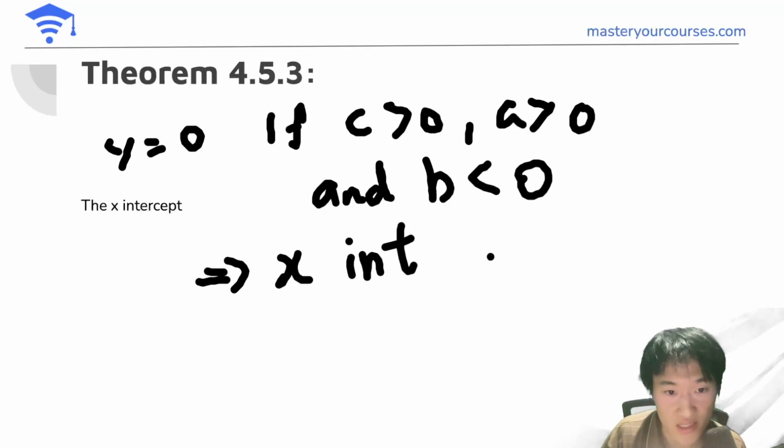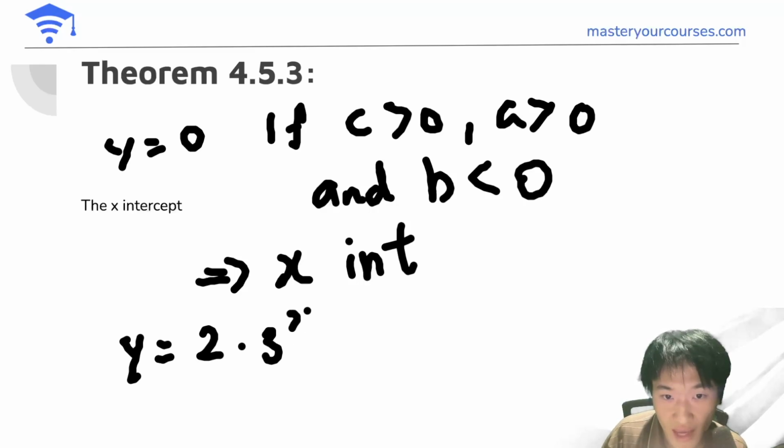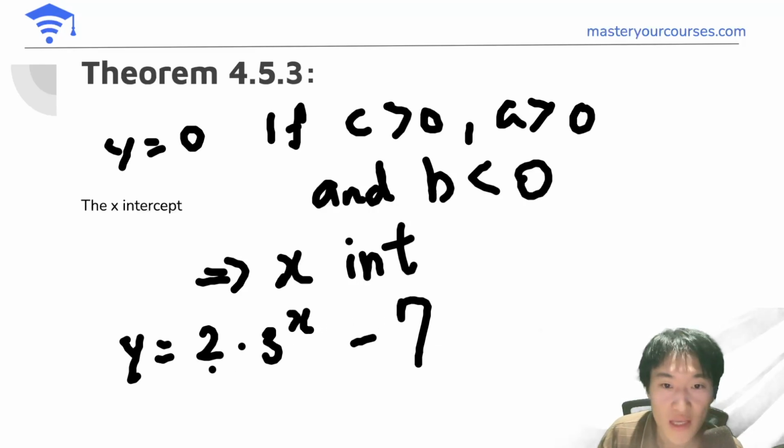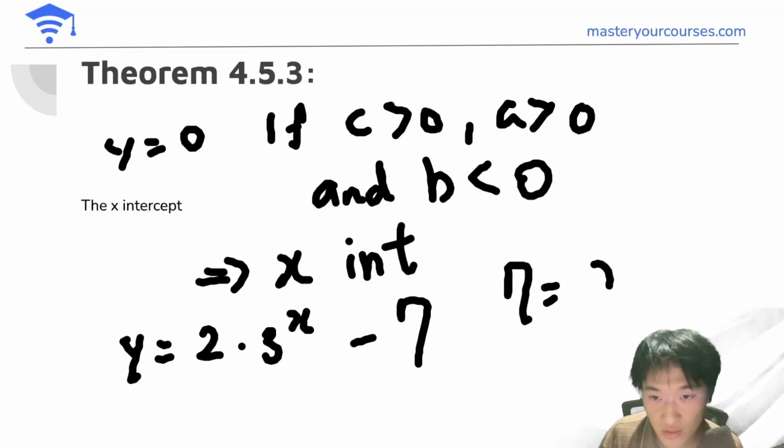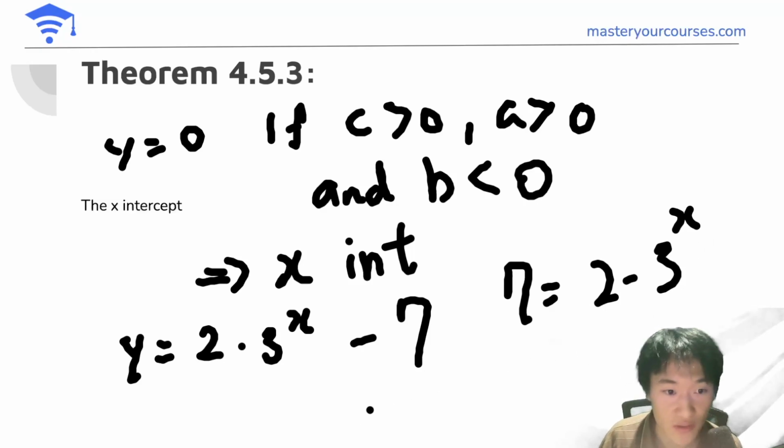This is one case. So you can take, for example, y is equal to 2 times 3 to the power of x minus 7. If we take y to be equal to 0, then yes, we can find some x value. Because if y is equal to 0, then we have 7 is equal to 2 times 3 to the power of x. We can find an x value such that this equation is satisfied.